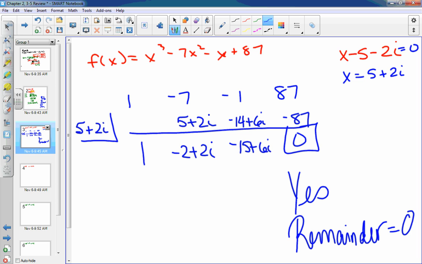0. What if it was not a factor? You would write what? No. And then what would be the remainder? The last number. Do we all understand that? You have one problem like that tomorrow.